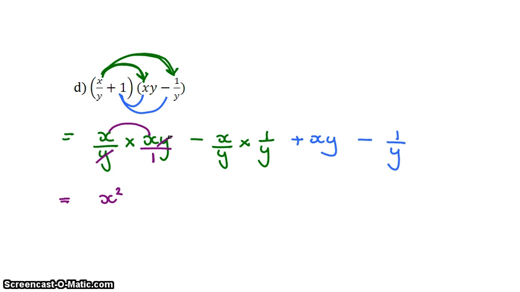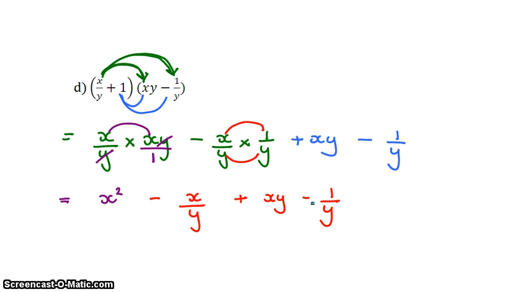So they cancel, and I'm just left with x squared. Okay, next I've got y times y at the bottom, so there's no cancelling here, and x times 1 at the top. So that's minus x over y. I then have plus xy and minus 1 over y.